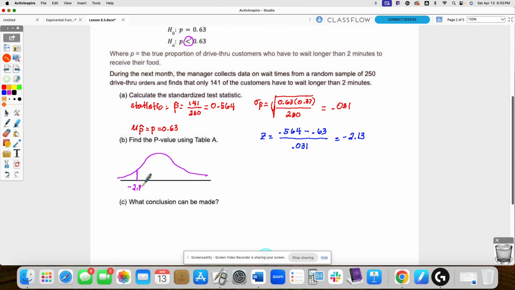Now, which part do we shade? Left of negative 2.13, or right of negative 2.13? Again, it depends on the alternative hypothesis. Since your alternative hypothesis is less than, it means that we have to shade the left side. Okay? And the p-value is that shaded portion. So here is your p-value.